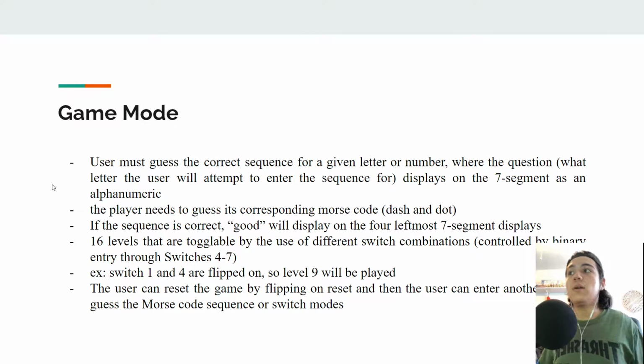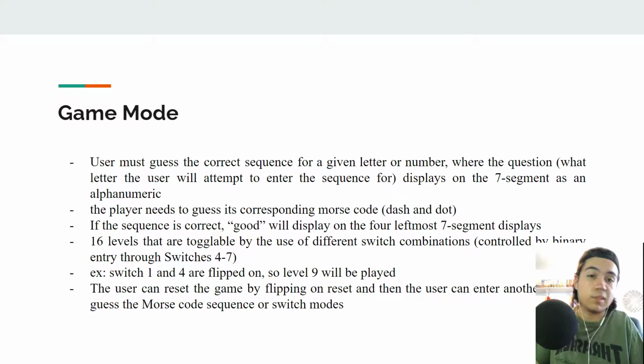The game mode is where the user must guess the correct sequence for a given number or letter displayed on the 7-segment display. That's the letter that you have to guess the sequence for. If the sequence that you enter corresponds to the same letter displayed on the 7-segment display, "good" will display on the 4 left-hand side 7-segment displays, showing that you got it correct.